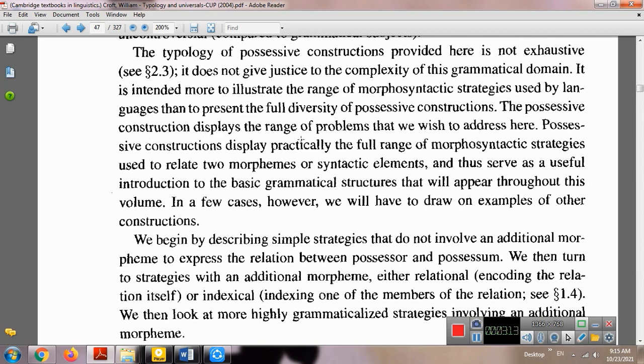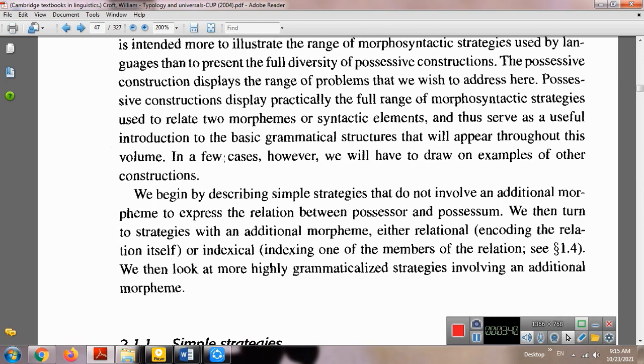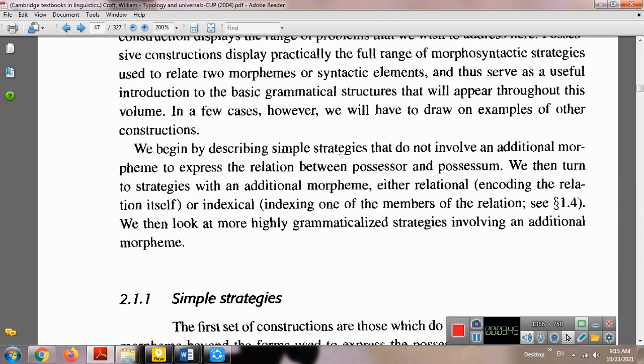The possessive construction displays the range of problems that we wish to address here. It displays practically the full range of morphosyntactic strategies used to relate two morphemes or syntactic elements, and thus serves as a useful introduction to the basic grammatical structures that will appear throughout this volume. In a few cases, however, we will have to draw on examples of other constructions. We begin by describing simple strategies that don't involve an additional morpheme to express the relation between possessor and possessum. We then turn to strategies with an additional morpheme, either relational, encoding the relationship itself, or indexical, indexing the members of the relation. We then look at more highly grammaticalized strategies involving an additional morpheme.